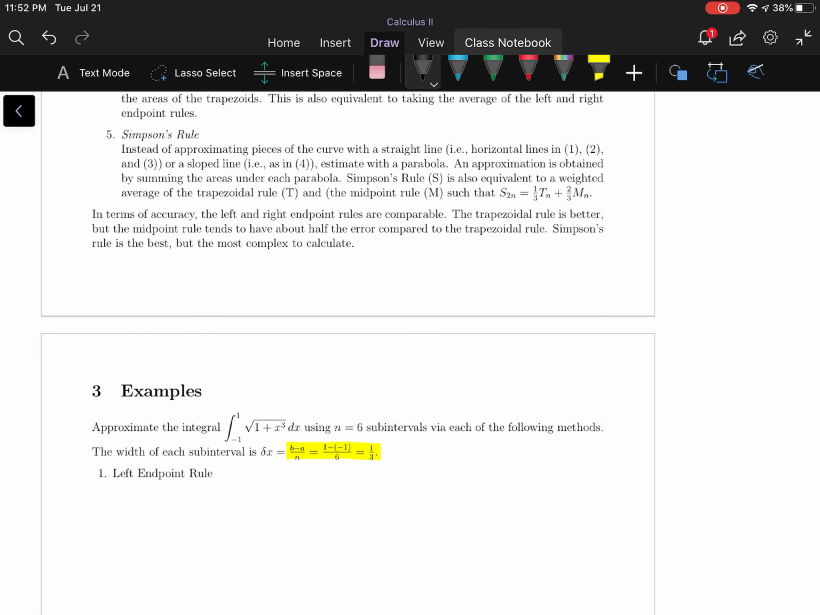Now I happen to know what this curve looks like. And I'm going to do a sketch over here. And the curve looks like this. And so this is our function square root of 1 plus x cubed over the interval from -1 to 1.